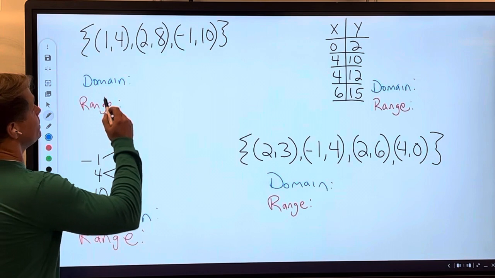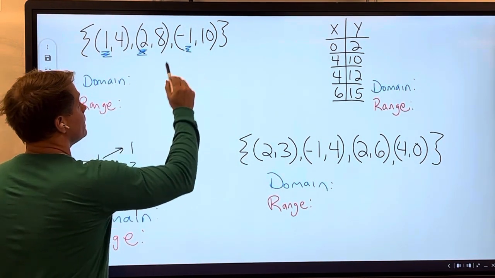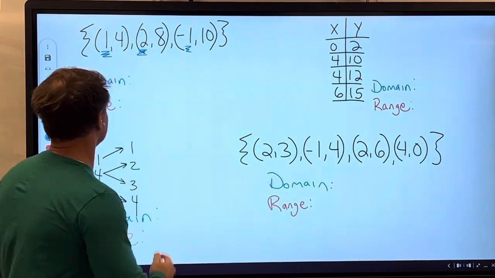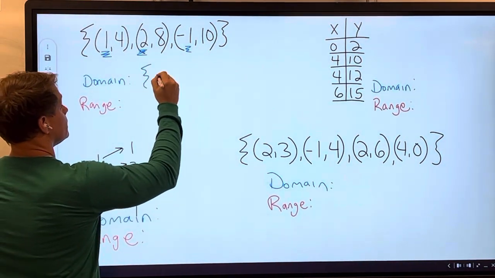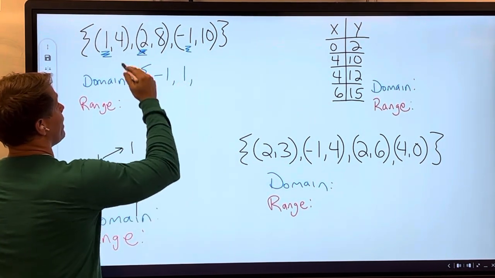The domain, like we said, is all the x values. So 1, 2, and -1. Now we're going to write them in ascending order. So the smallest number is -1. So I'm going to write -1 first, and then 1, and then 2.